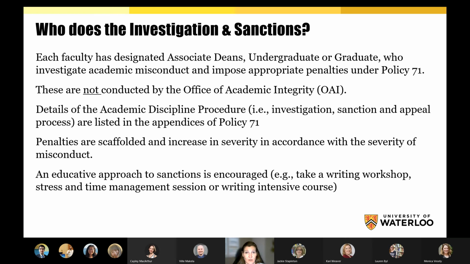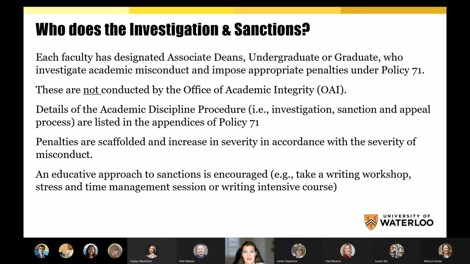So, you know, in Policy 71, all of the penalties are scaffolded, determined based on the level of severity of the offense. So if something is low level, we don't throw the book at students. We try to help them through the instance and give them lots of other educational options to inform them of ways that they can improve. And as I mentioned earlier, in a number of instances, academic misconduct isn't intentional, they actually just didn't know the information. So we do try to take an educative approach to sanctions when it comes to student discipline. Now, of course, if they commit larger grievances with academic misconduct, then the penalties do increase.